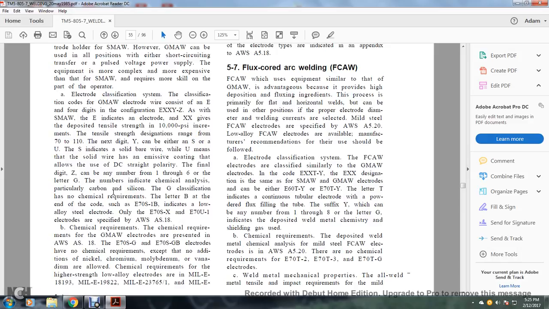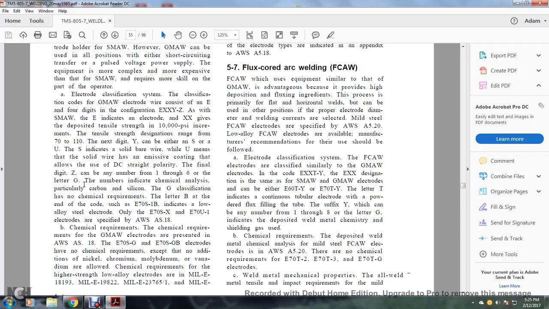As with shield metal arc welding, the E stands for electrode, and the XX gives the deposit tensile strength in 10,000 pound increments, from 70 to 110. The next digit, Y, can be either S or U. S is a solid bare wire. U means the solid wire has an emissive coating that allows DC straight polarity. The final digit, Z, can be any number from 1 through 6 or the letter G.